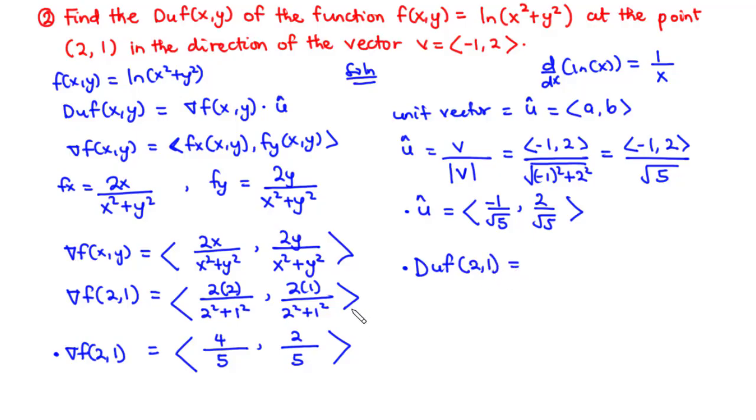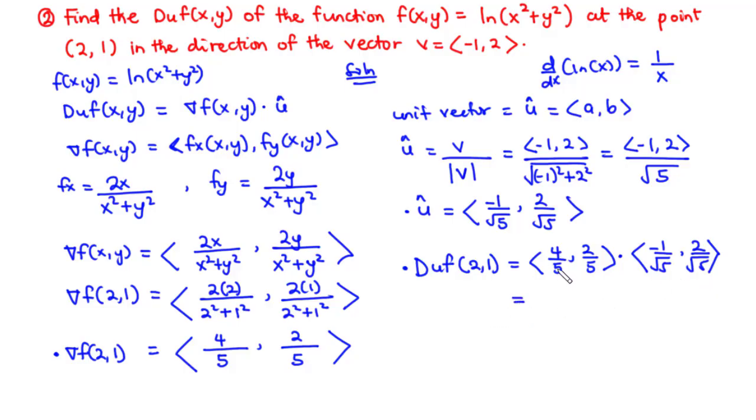That is the dot product of the gradient of the function at the point (2, 1), which is (4/5, 2/5), and that of the unit vector, so (-1/√5, 2/√5).